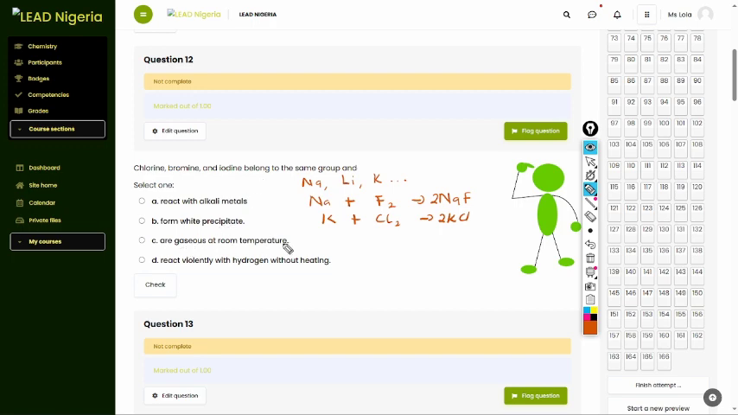C, are all gaseous at room temperature. So chlorine is gaseous at room temperature, but bromine is a liquid at room temperature, and iodine is a solid at room temperature. So C is not correct. Then D, reacts violently with hydrogen without heating. So chlorine and bromine are very reactive too, so they can react with hydrogen at room temperature without having to heat it. But iodine needs heat to be able to react with hydrogen. So iodine is the exception here, and that's why the answer is A. So we'll go with option A.